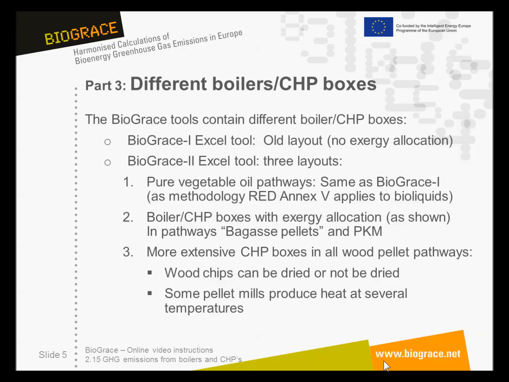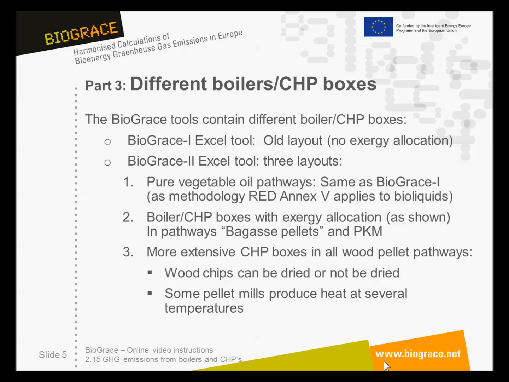There are 2 reasons why the boiler CHP boxes in the wood pellet pathways are more extensive. In the first place, the wood chips to be used in the boiler or CHP can be dried or not dried, which has an influence on the outcome of the calculation. Secondly, we have learned that there are pellet mills that produce heat at different temperature levels, for instance heat at one temperature level to dry the incoming wood chips, and heat at a second temperature level to feed into a district heating network. The CHP boxes in the pellet mills allow for a calculation using heat at different temperature levels.